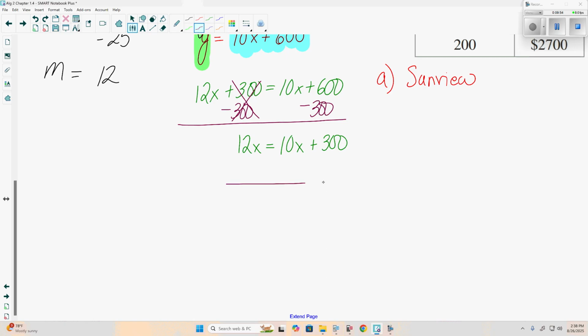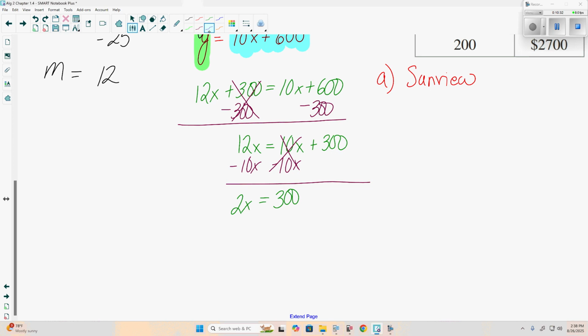What do we need to do next? We can do that by? Not quite yet. I mean, we can, I would not advise it. But just like we moved the 300, we can do the same thing with x. So we can subtract 10x from both sides. Because 10x minus 10x is 0, giving us 300 on the right-hand side. 12x minus 10x is 2x.